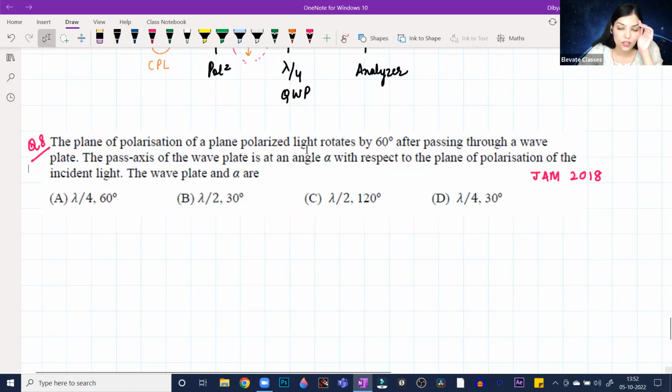The plane of polarization of a plane polarized light rotates by 60 degree after passing through a wave plate. The pass axis of the wave plate is at an angle alpha with respect to the plane of polarization of the incident light. So you have to tell what wave plate we need and what is this alpha. It is so straightforward, and it is a 2 marks question. So Dhruva, your answer is correct. Adrish, your answer is correct. Okay, very good.